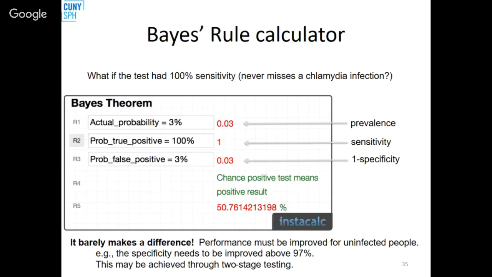So even though we have perfect sensitivity, it does not mean that we will have a good positive predictive value if you do not have good enough performance on the negative tests.